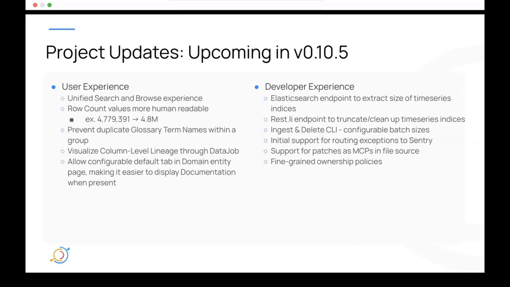One thing I'm super excited about is finally being able to visualize column level lineage through data jobs. That's something that we've heard multiple times. People love column level lineage in DataHub, but today it only works beautifully if you've got dataset to dataset lineage. If there's a data job in between, it kind of breaks. So we fixed that problem. And then on the developer experience side, we've shared some of this in the past. It's all finally coming to fruition in the code. So a bunch of these things are going to be landing soon.